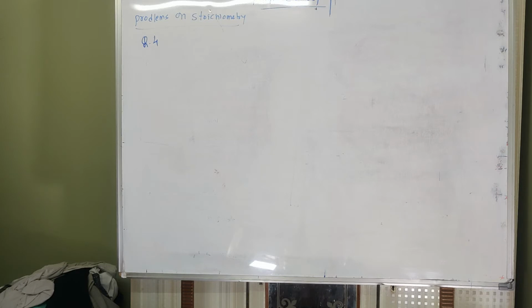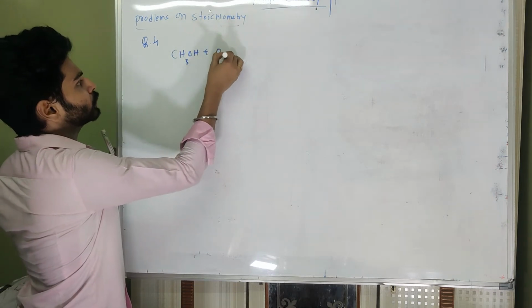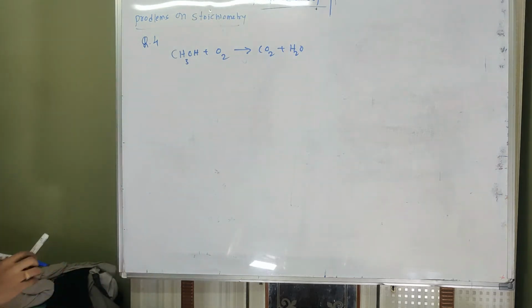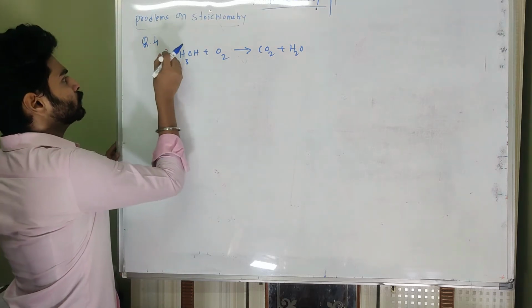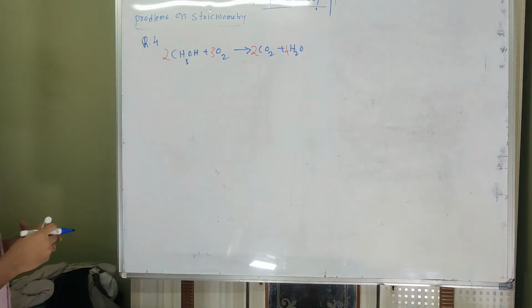Next question says that if 2 moles of methanol completely burns to carbon dioxide and water, the weight of water formed is about. Methanol burning is CH3OH plus O2 giving us CO2 plus H2O. Stoichiometric calculations will always be done after balancing. So this is 2, this is 3, this is 2 and this is 4. So this will be the balanced reaction.